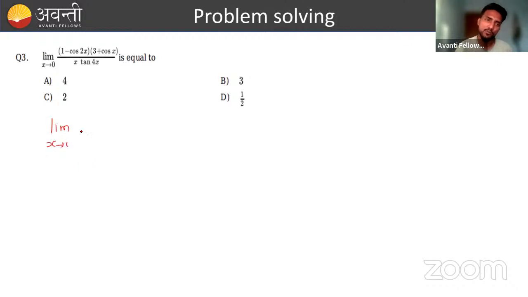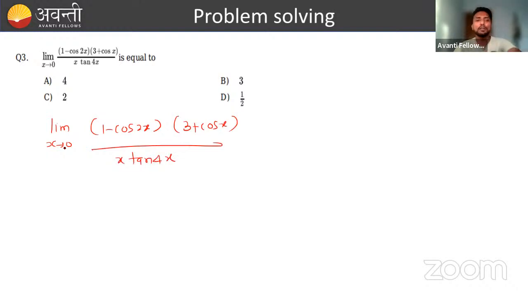Limit x tending to 0, (1 minus cos 2x) times (3 plus cos x), divided by x tan 4x. Okay, so if you put x tending to 0, what are you going to get? This will become cos 0, so cos 0 is 1, and 1 minus 1 becomes 0. So it is 0 by 0 form. And here it is also 0 into tan 0, which is 0. So 0 by 0 form only. So we will try to use L'Hospital rule as well as the normal method. In this case, it is better to use the normal method.